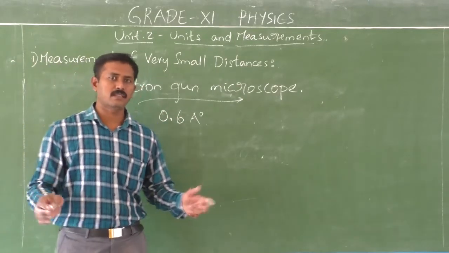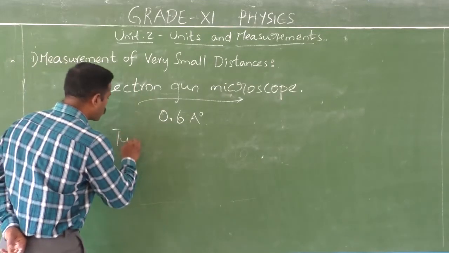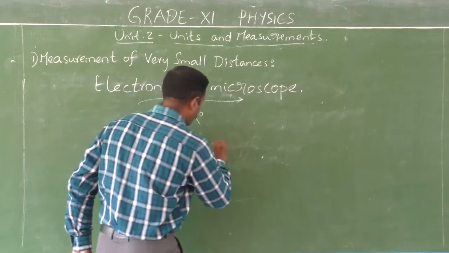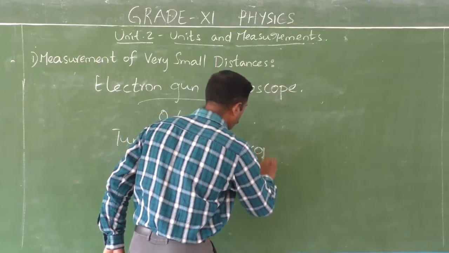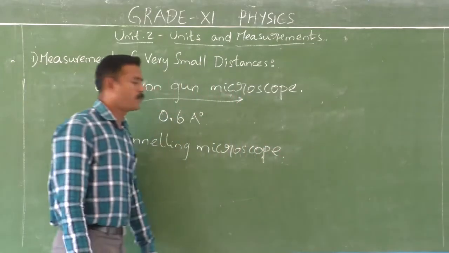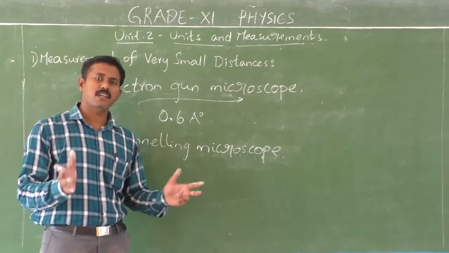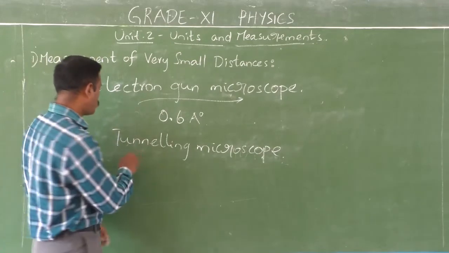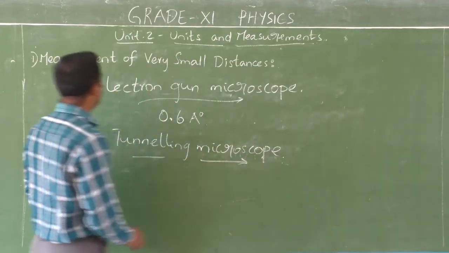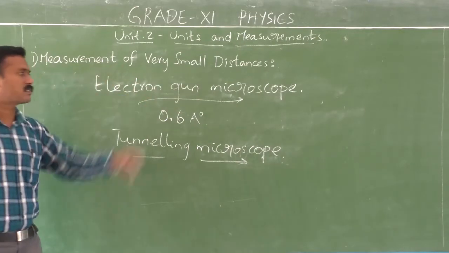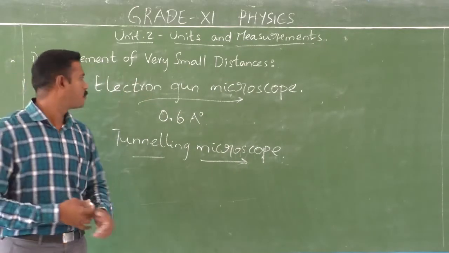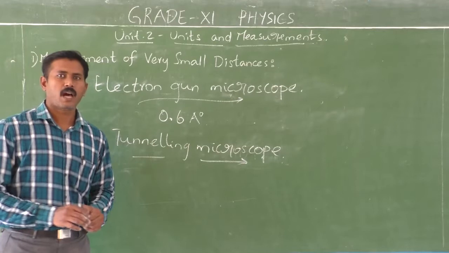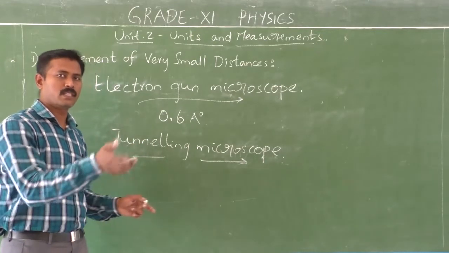At present, in recent years, the tunneling microscope was introduced. Beyond all the technologies, each and every instrument has its own limitations of wavelength and corrections. So for measurement of very small distances, we use the optical microscope, electron microscope and tunneling microscope. I will explain this concept with a small example.